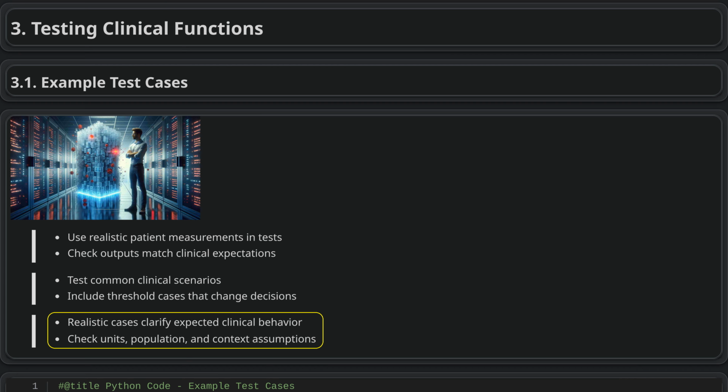Realistic test cases make clinical calculation code safer and easier to review. Using familiar clinical inputs helps reviewers judge whether a calculation matches expected practice. But the units and context must be correct to avoid misleading results. In health programming, tests should reflect real clinical situations, so both the math and its assumptions are valid.